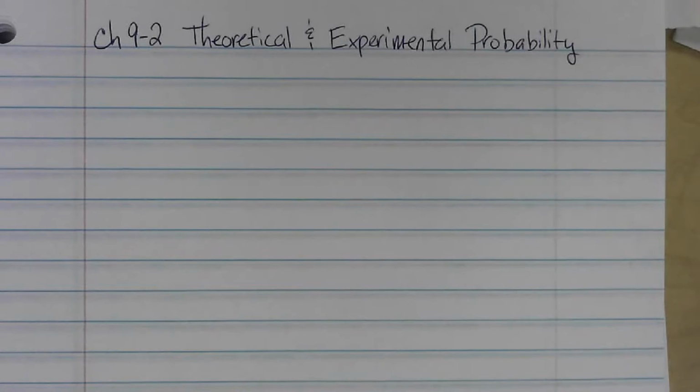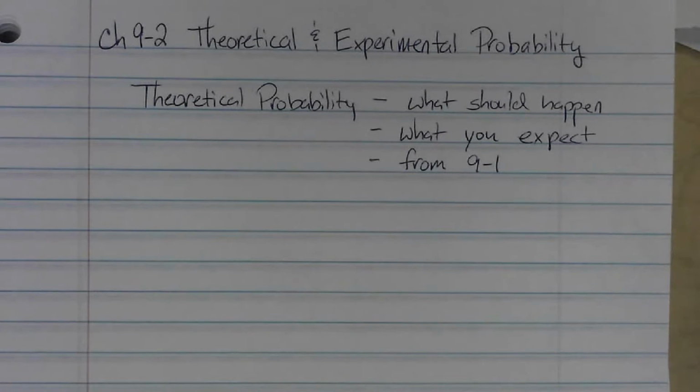Alrighty, boys and girls, time for Chapter 9, Section 2, Theoretical and Experimental Probability. Let's take a look at our vocab. Theoretical probability is what should happen. It's what you expect to happen. We learned about this in the last section, Chapter 9, Section 1.